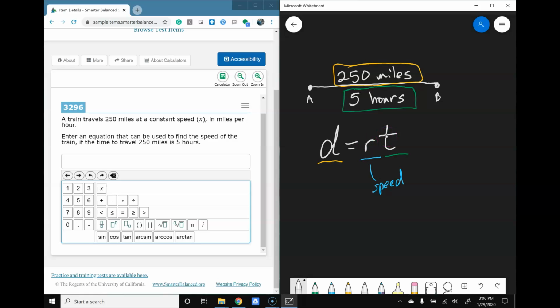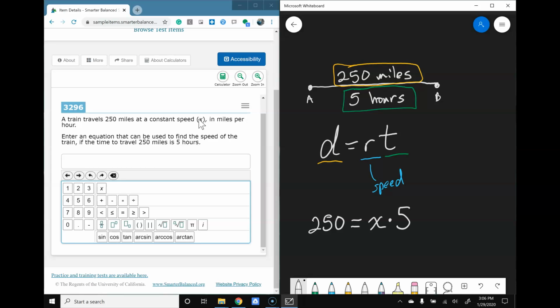Okay, so let's enter what we know. The distance is 250 miles, and that is equal to x, which is our rate, our speed, and we get the x variable from the word problem, times 5 hours for the time.